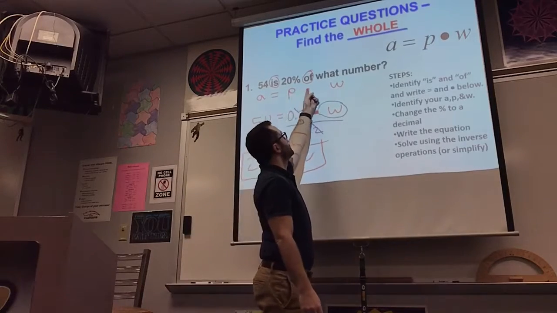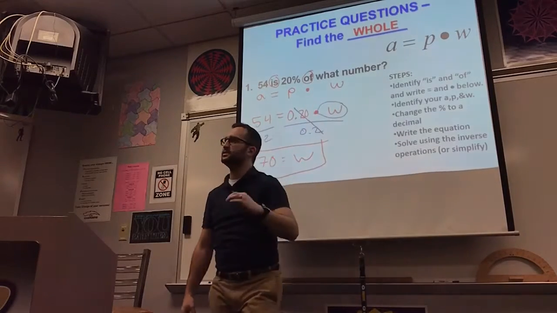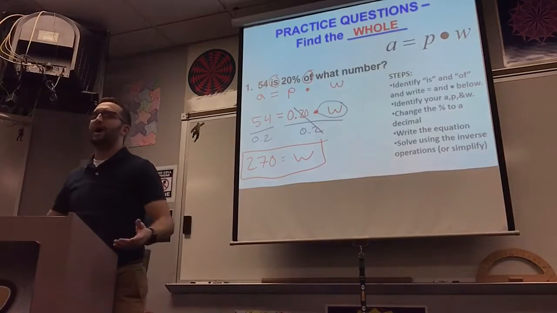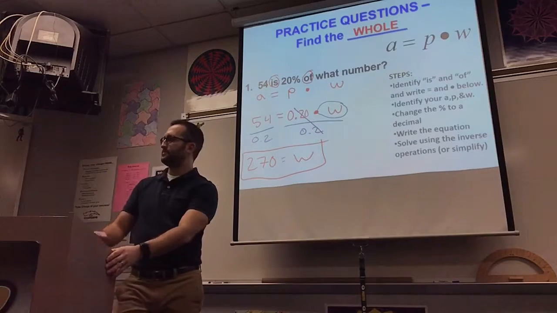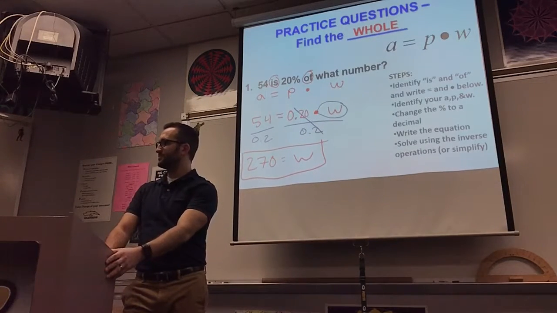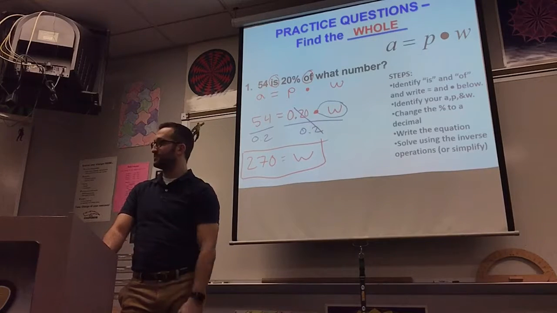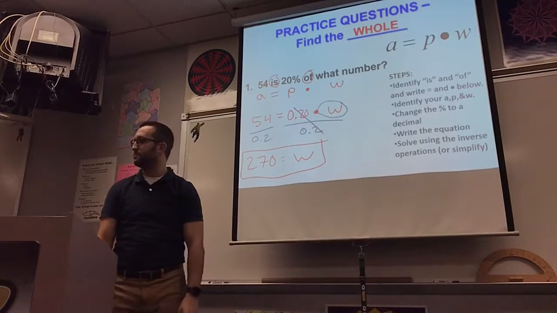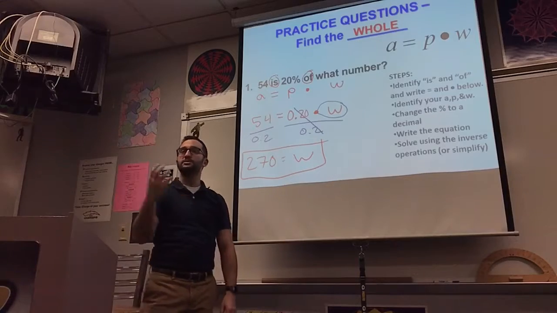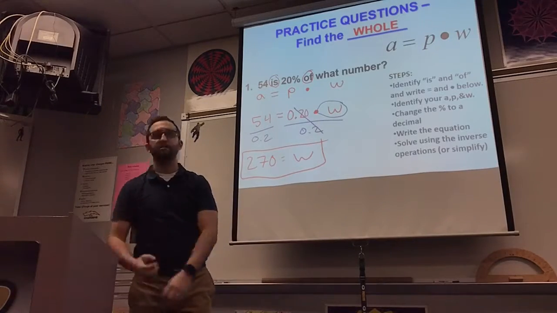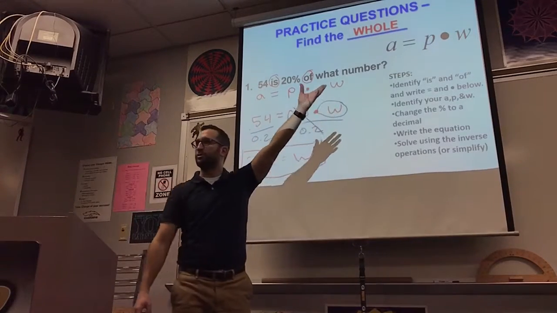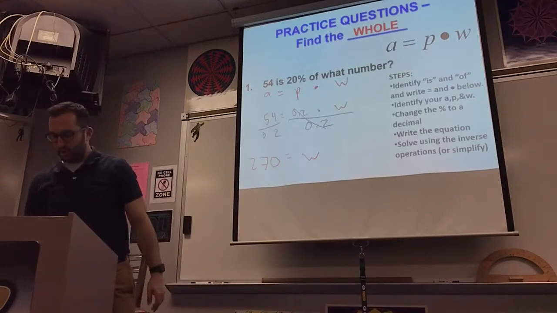54 is 20% of 270. Does that make sense when you say it out loud? Yeah. Why? Because 270 is a bigger number, and 54 is a smaller number compared to 270. Exactly. Because 20% is a smaller amount. 54 is the smaller amount. 54 is 20% of a larger number. Cool. That's all we've got to do.